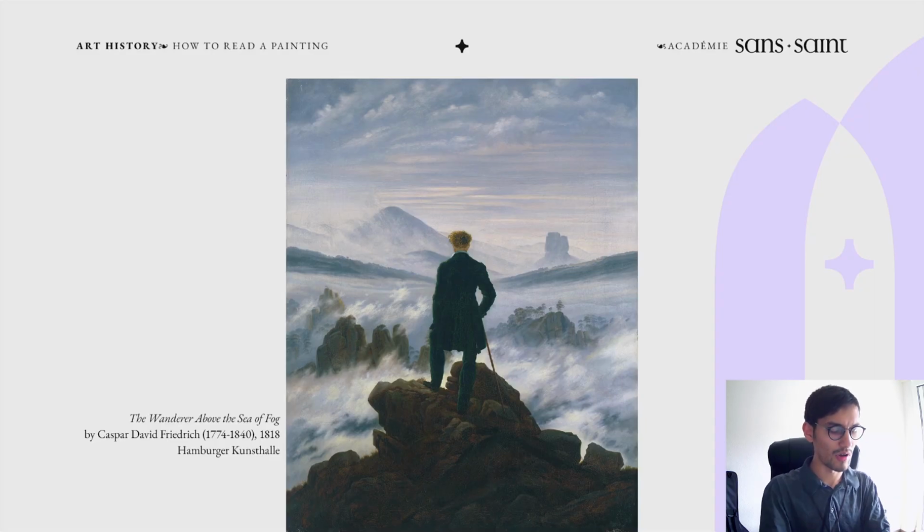Or a contemporary of Caspar David Friedrich, Théodore Géricault, The Raft of the Medusa from 1818. Same year as this one, 1818. Seems to be a great year in painting. And The Raft of the Medusa shows many different Rückenfigures on this raft seeking out the horizon.